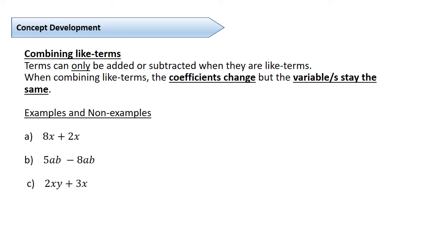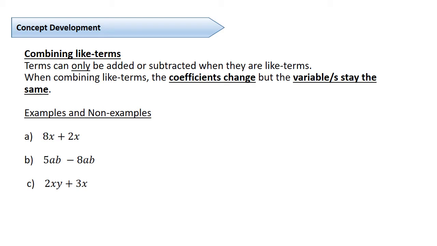Combining like terms. Terms can only be added or subtracted when they are like terms. When combining like terms, the coefficients change, but the variables stay the same. Guys, that is a perfect description of what we're going to be doing, so I recommend you write those down. We're going to have a look at some examples and some non-examples.